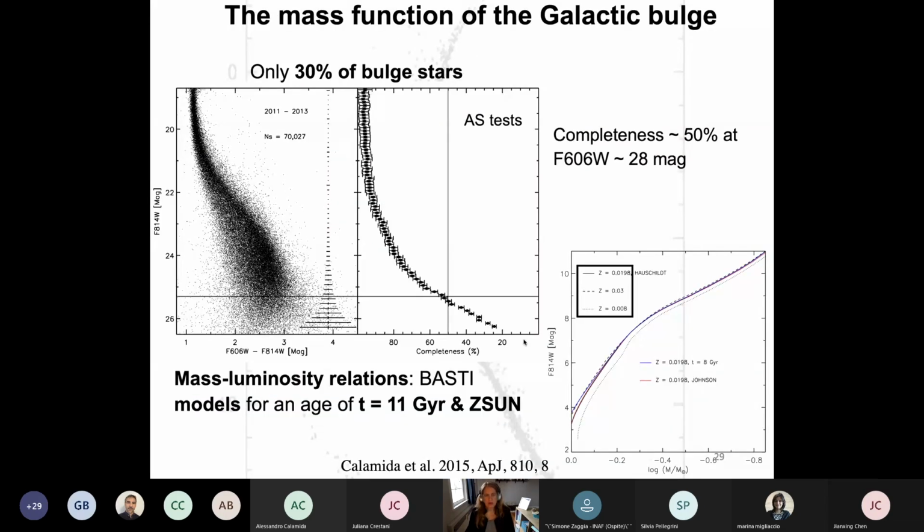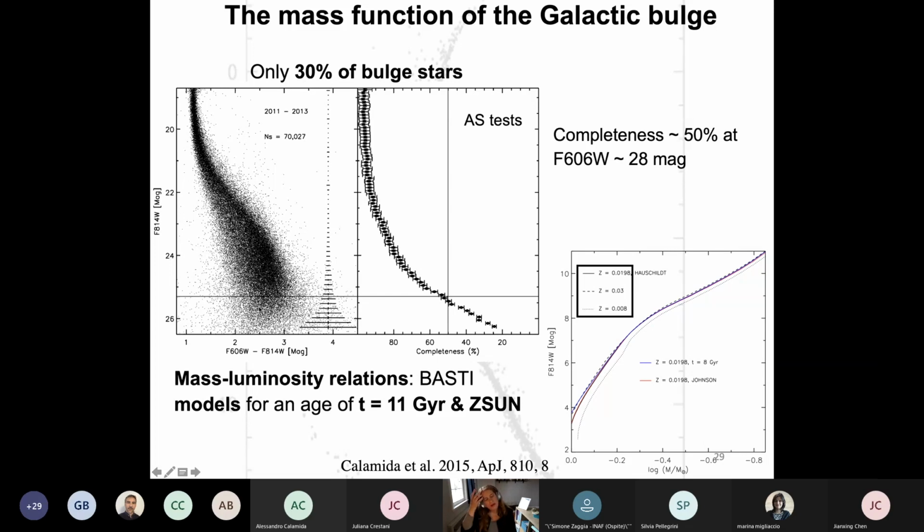Because what we wanted to do was to understand the mass function of the bulge and compare it to the mass function of the disk. And we wanted to understand if these mass functions were similar. And here you see the color magnitude diagram. So with fewer stars, but still 70,000 stars, clean from the contamination. We don't have these stars. And we have a luminosity function, a magnitude function here.